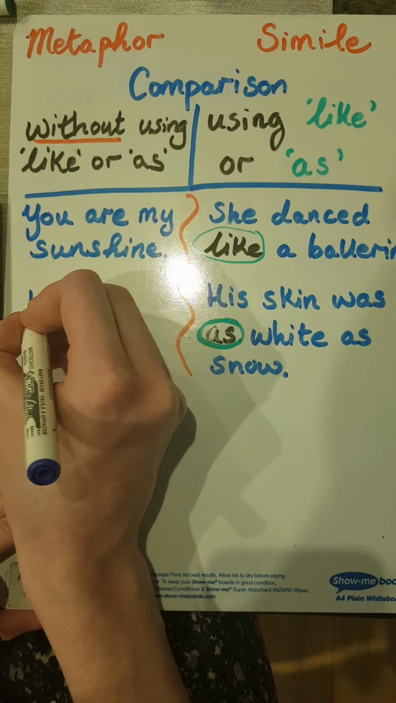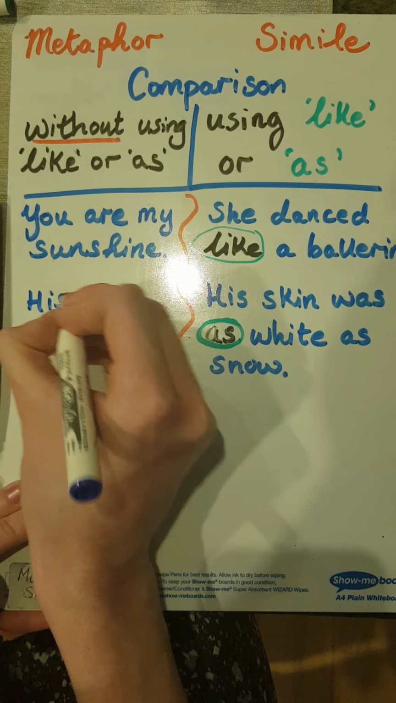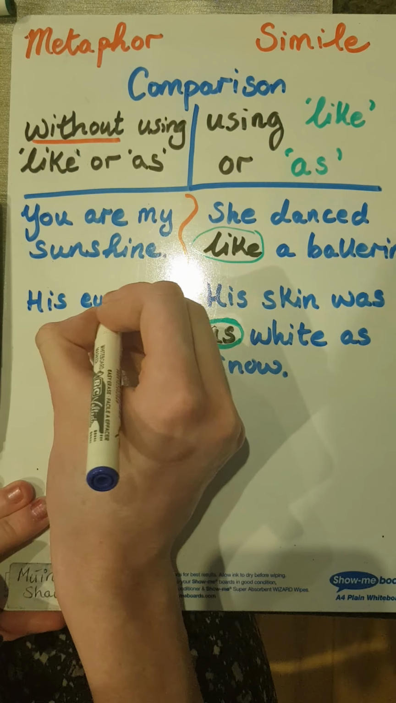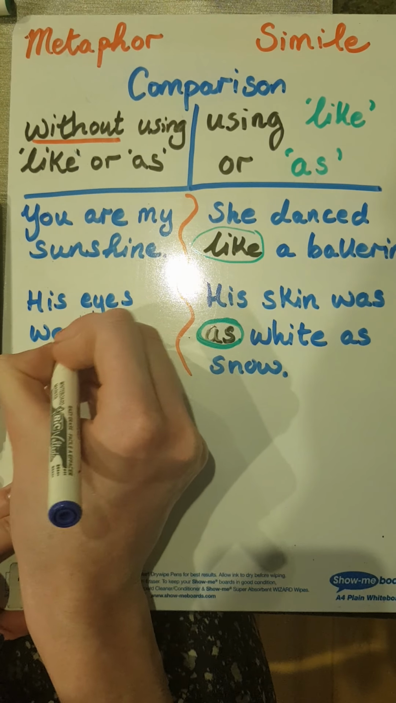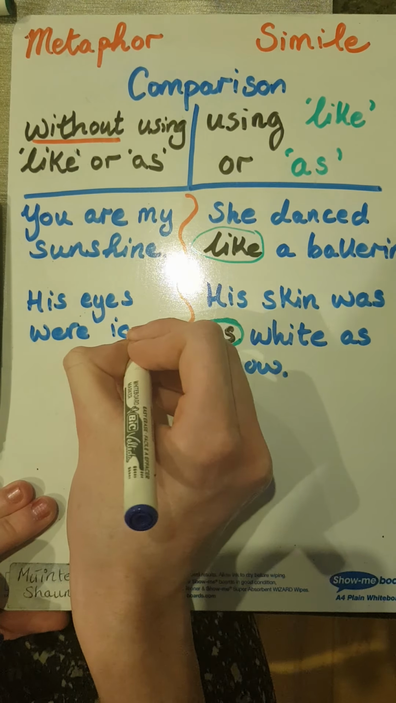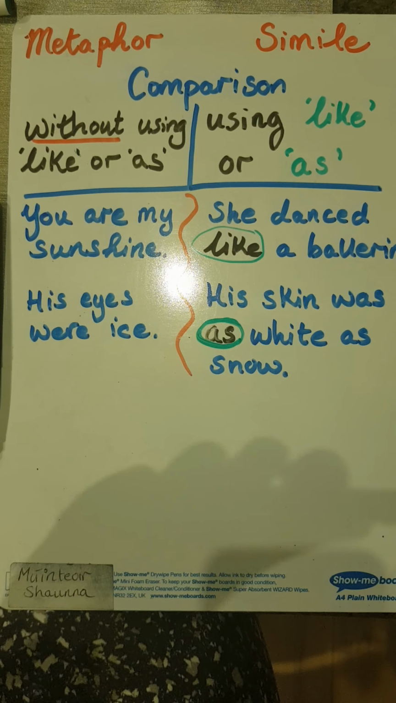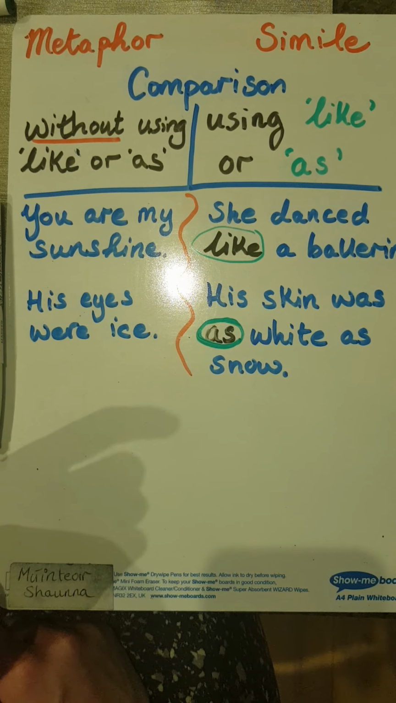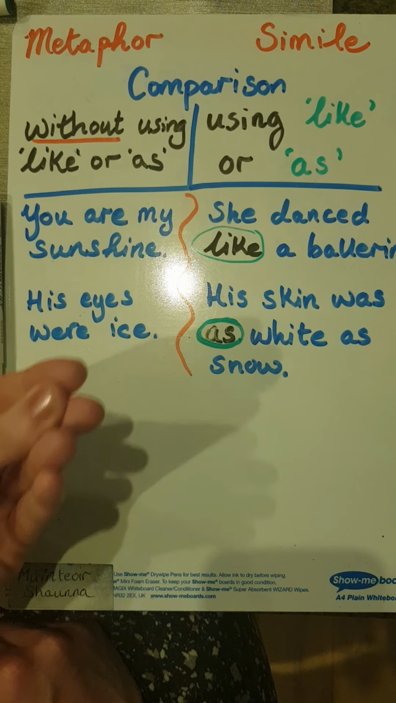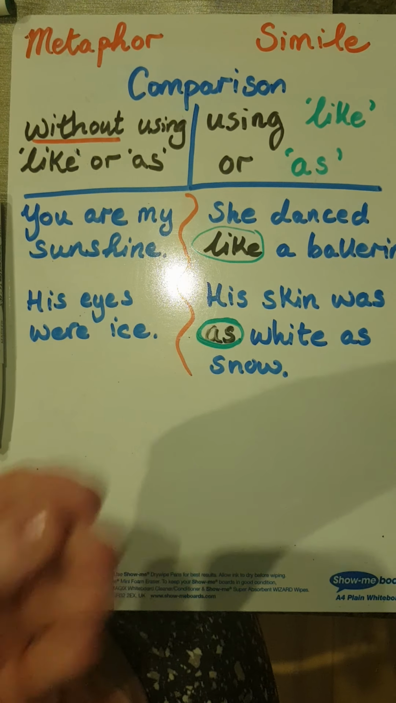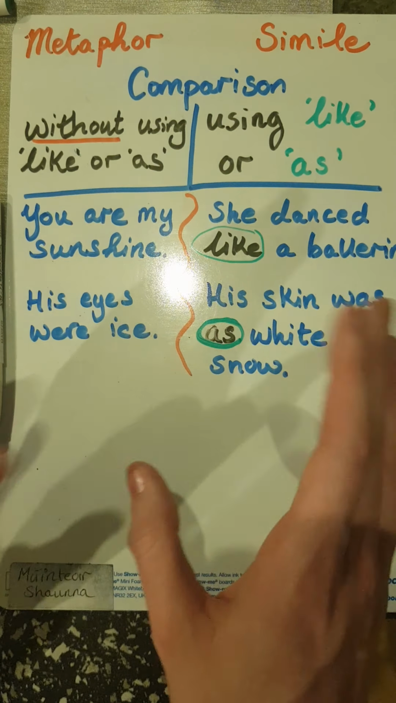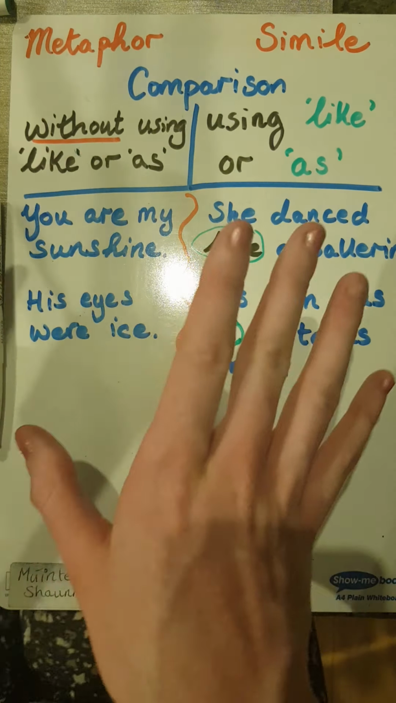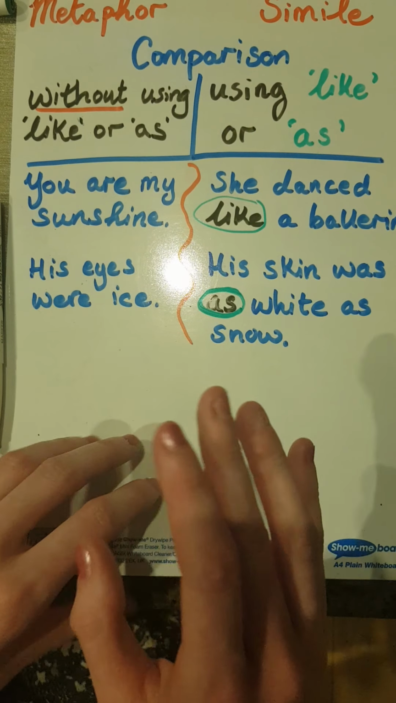A sentence you may see is, his eyes were ice. His eyes were ice. Now, realistically, does that make sense? Could the man's eyes actually be ice cubes? Not in the real world, okay? Maybe in our narratives, but not in the real world.